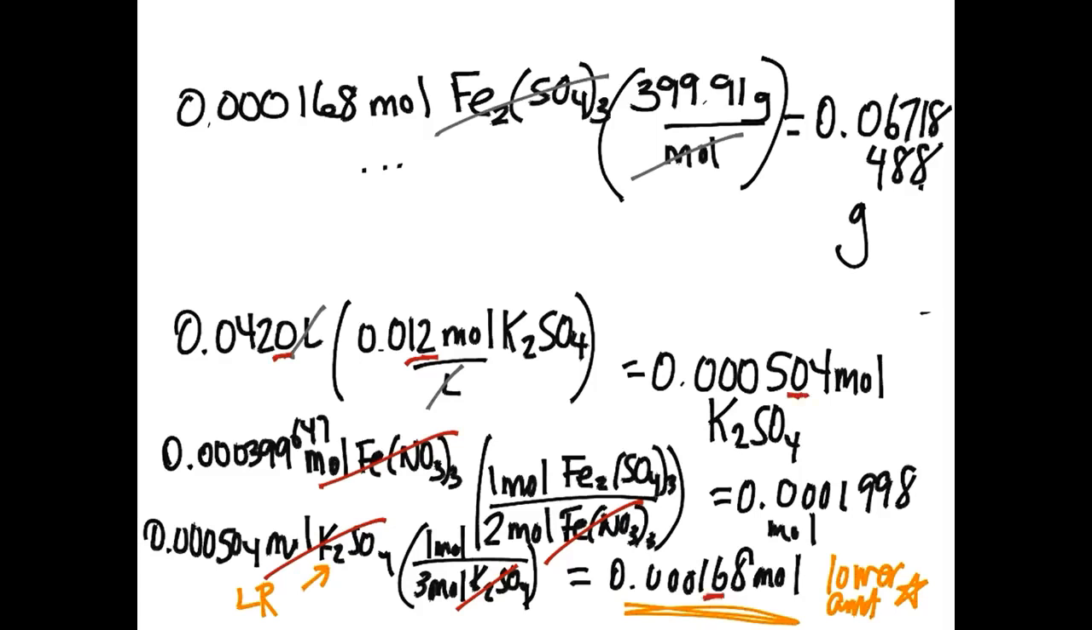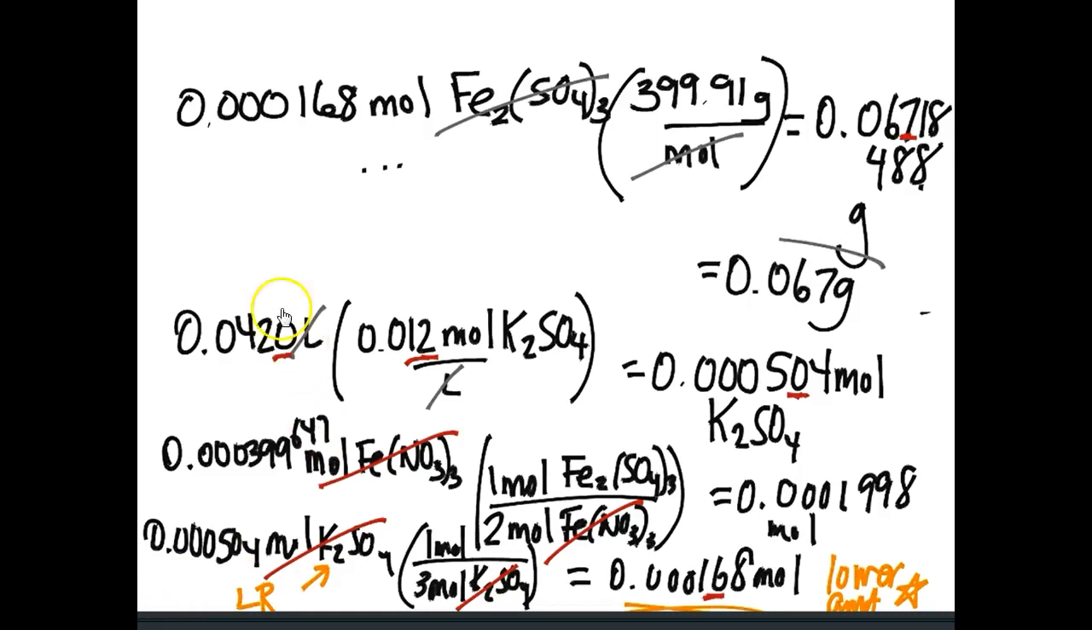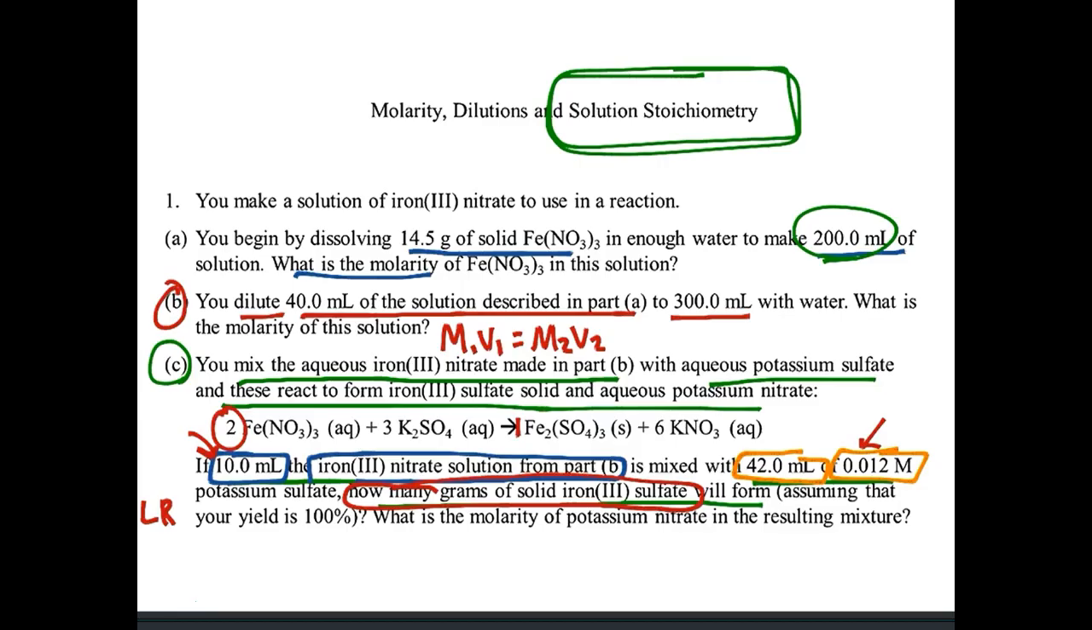Oh, it looks like it's going to be 2 significant figures. 42.0 mL has 3 sig figs, but 0.012 molar only has 2. And so these are the 2 numbers used in this calculation, which means that the number of moles of potassium sulfate is only accurate to 2 significant figures, just this underlined 0 here, which means that we need to round this to the thousandths place to 2 sig figs, 0.067 grams.